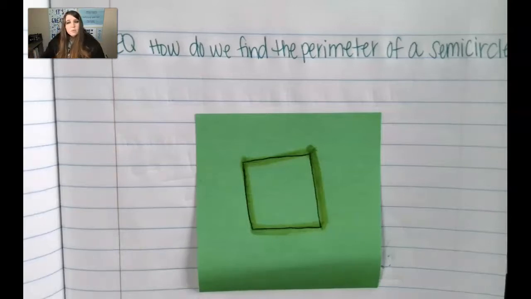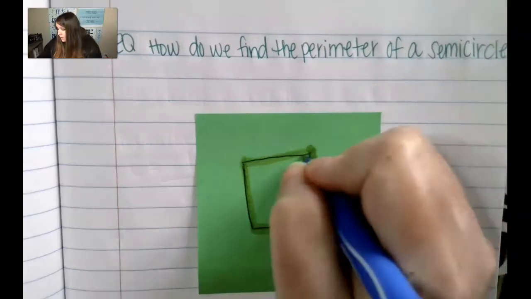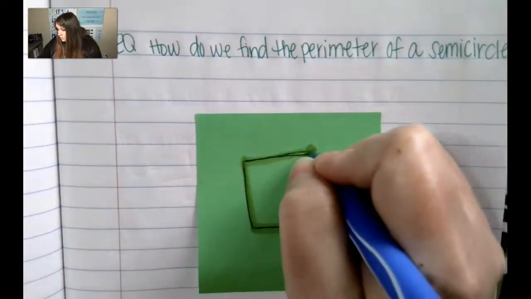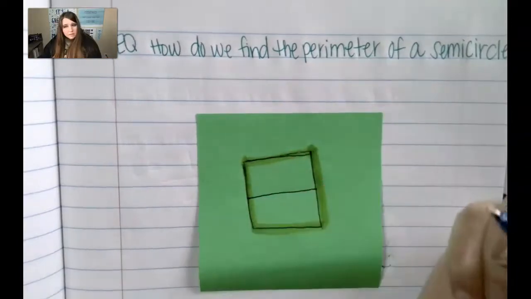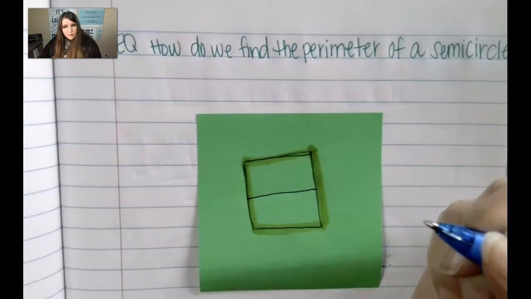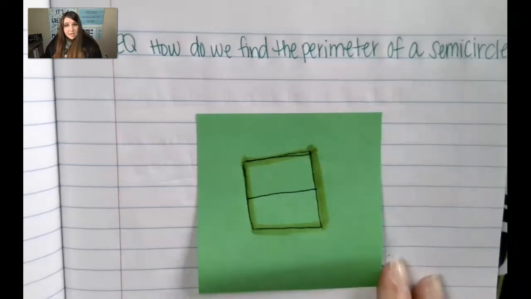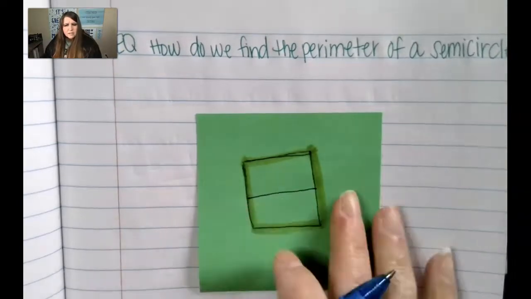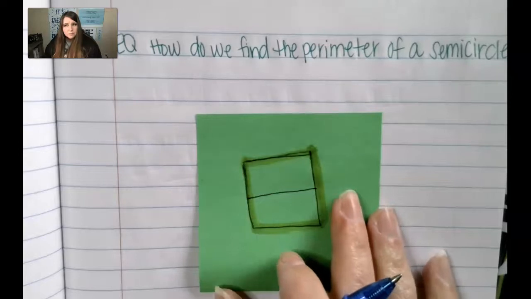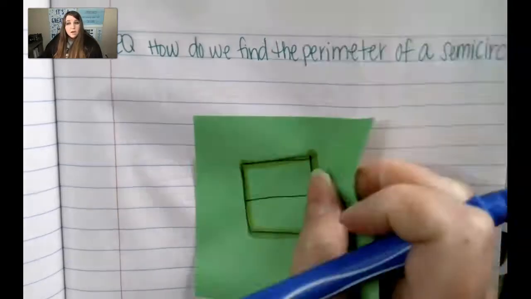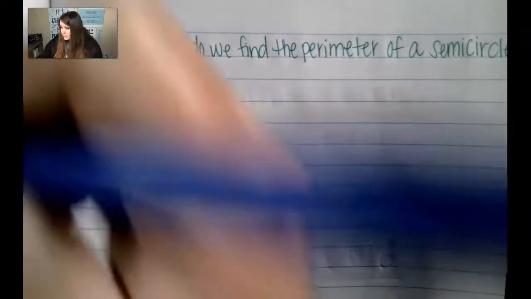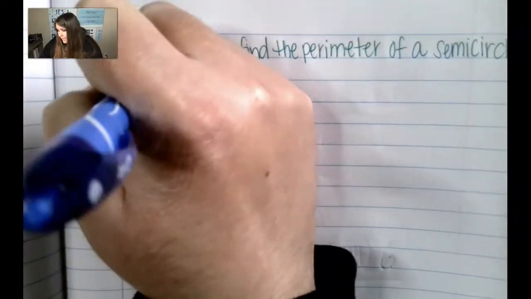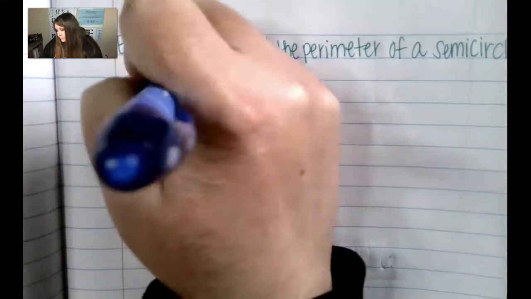Well, sometimes we don't want to walk around the entire shape. Sometimes we just want to walk around the outside, and then we want to cut across. Well, today we're going to look at how do we cut across a circle so that we're only walking the perimeter of a semicircle. So our word today is semicircle.